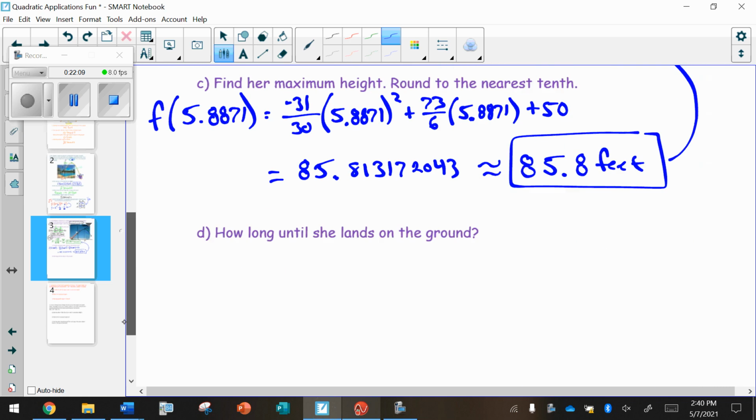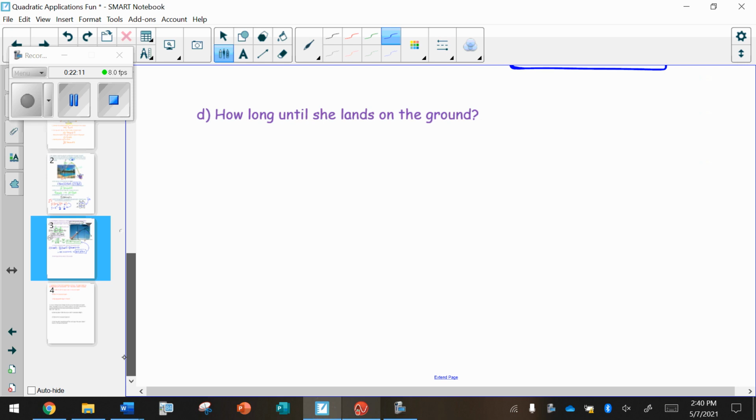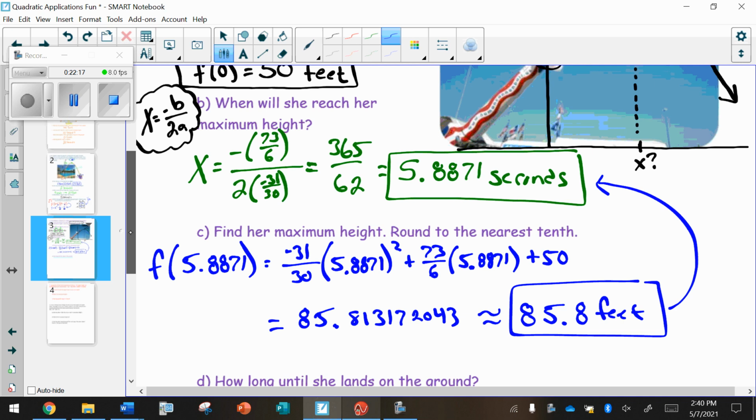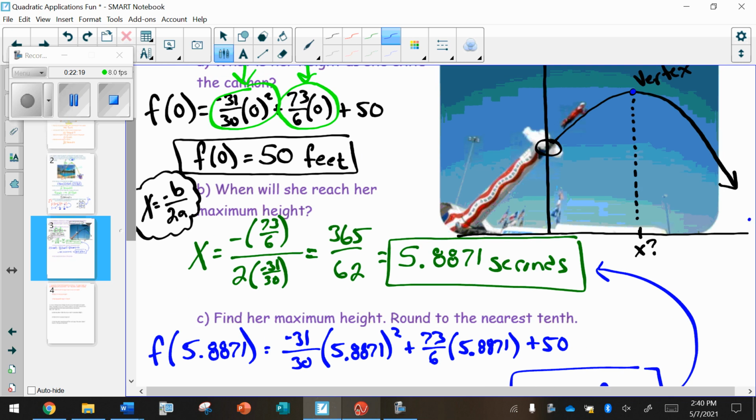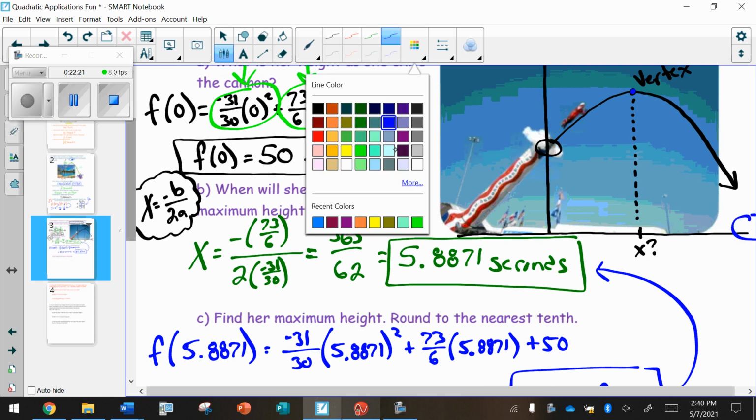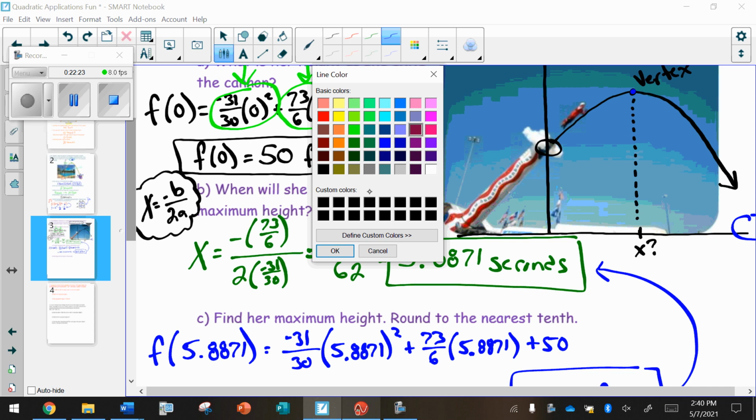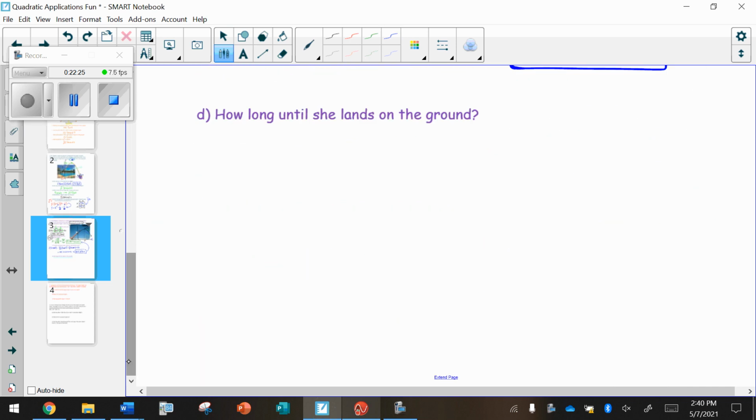Lastly, it asks, how long until she lands on the ground? Now that means we need to find the solution and figure out the other x-intercept somewhere over here. So to find our other x-intercept, we actually have to solve the equation. Now, completing the square and factoring is not going to work here, so we are going to use the beast.